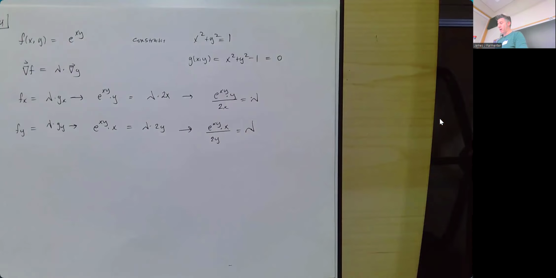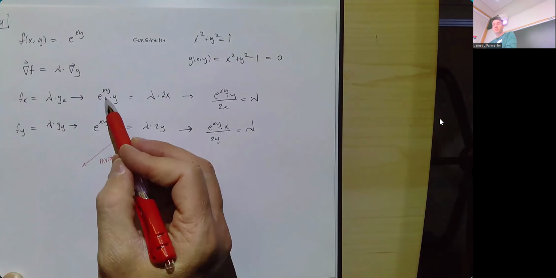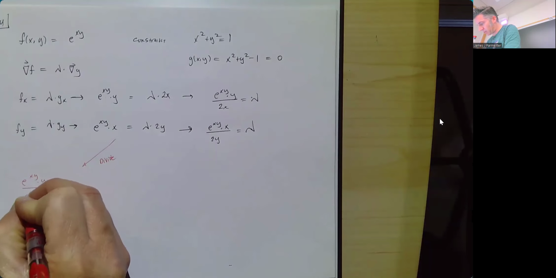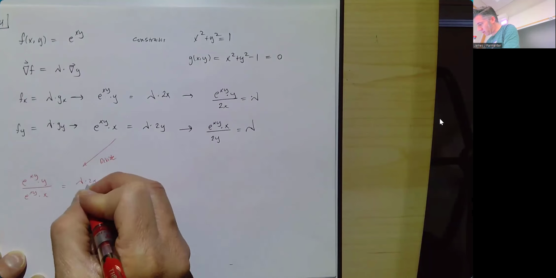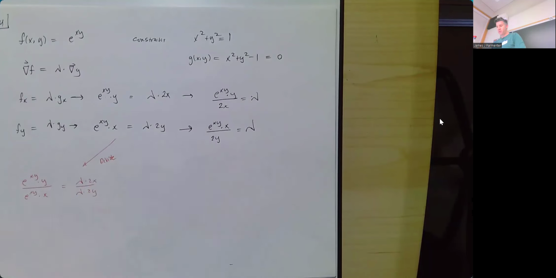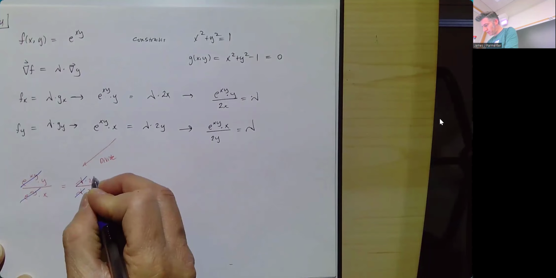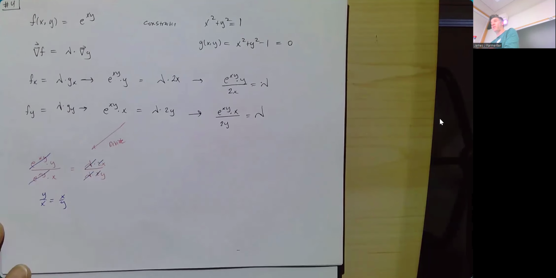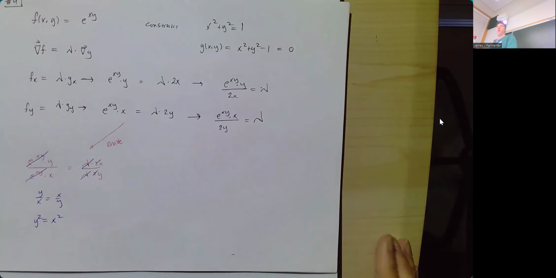Or you can go the fancy way and divide both equations. So I'll just write it all out. e to the xy times y divided by e to the xy times x equals lambda times 2x over lambda times 2y. Those divide to 1. Those divide to 1. Those divide to 1. So you get y over x equals x over y. So you don't actually get y equal to x. You get y squared equal to x squared, which means you get y equal to plus or minus x.